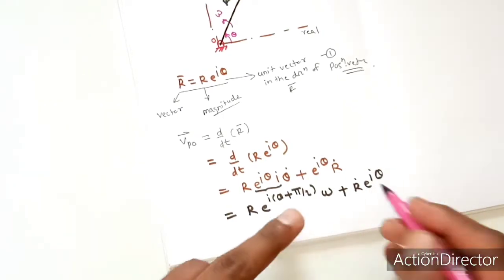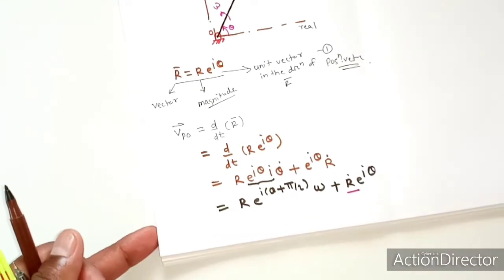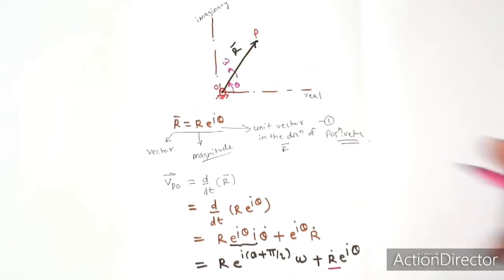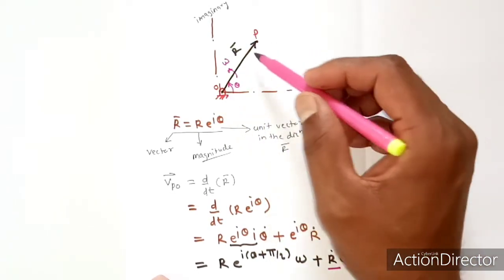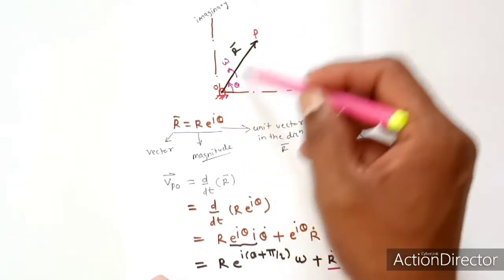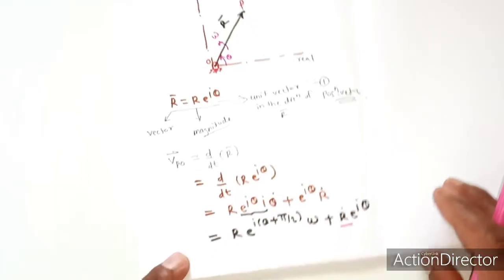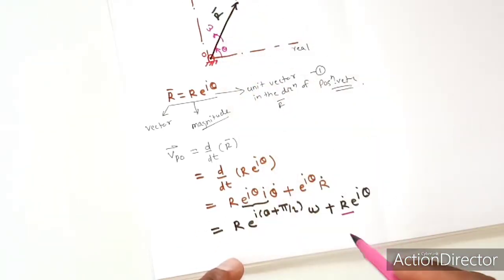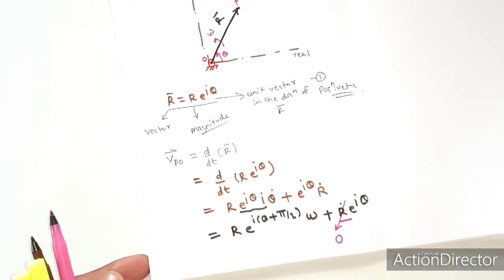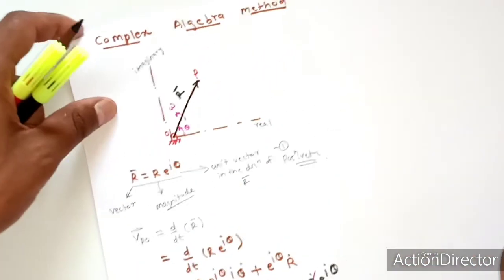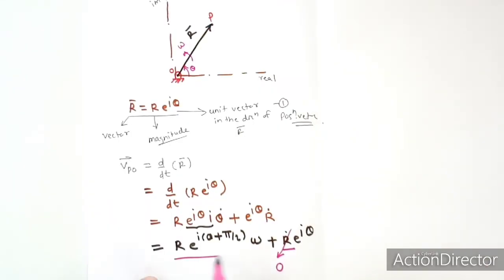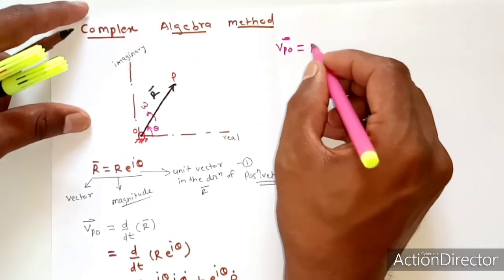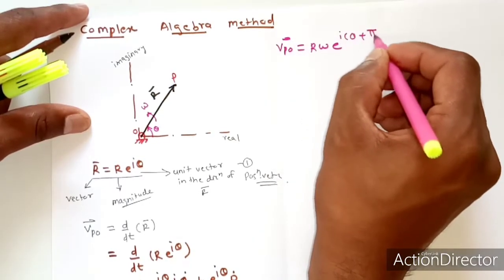Now what about this R dot? R dot is the derivative of magnitude of vector R bar, or the length of vector R bar. Now length of vector R bar is constant. Since link OP is a rigid link, distance of P relative to O is not changing. So the time derivative of the magnitude of vector R bar, that is R dot, is 0 because R is constant. Length of vector is constant, or distance between P and O is constant. So the final equation for velocity vector, V_PO, is equal to R omega into e raised to I theta plus pi by 2.